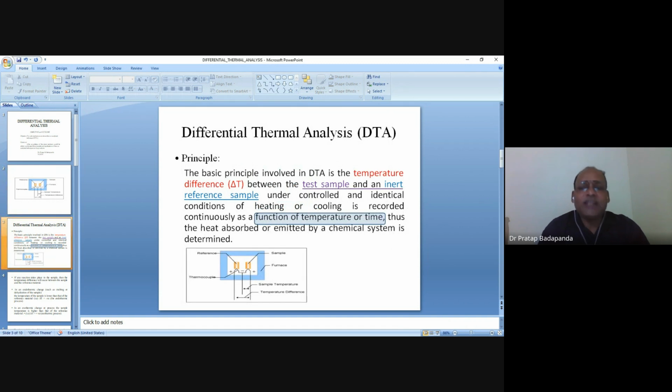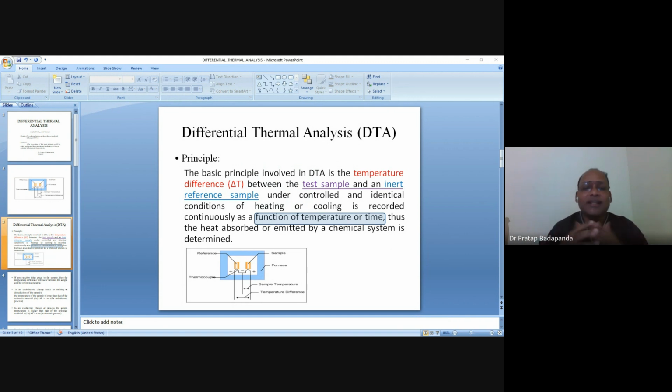So what is the principle behind this? The basic principle involved in DTA is the temperature difference. So the change in temperature: what is the initial temperature, what is the final temperature, and what is the change in temperature. Suppose the initial temperature is 20 degrees and the final temperature is 50 degrees Celsius. So what is the difference? The change in temperature is 30 degrees.